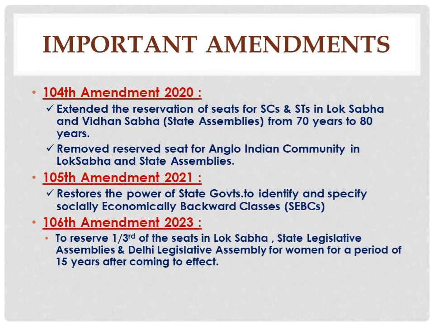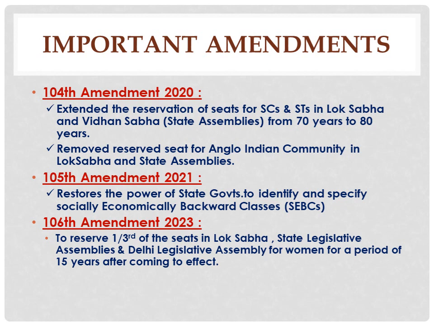104th Amendment made in 2020. As per this amendment, it extended the reservation of seats for scheduled castes and scheduled tribes in Lok Sabha and Vidhan Sabha, that is state assemblies, from 70 years to 80 years. It also removed the reserved seats for the Anglo-Indian community in Lok Sabha and state assemblies. 105th Amendment which was made in 2021. It restores the power of state governments to identify and specify socially and economically backward classes, that is SEBCs.